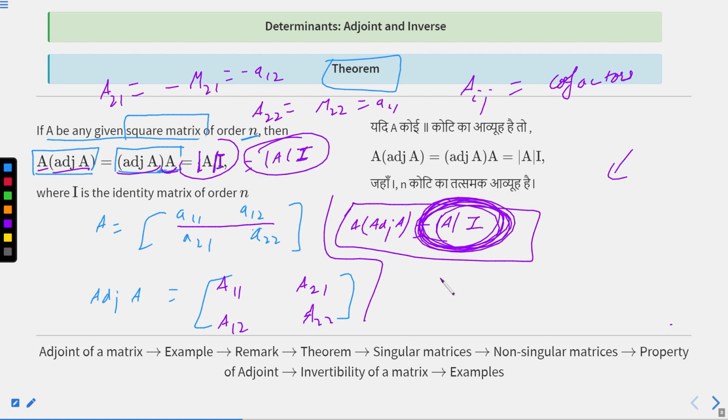Clear? We are not going into the proof. We just showed it for 2 cross 2, and you can do the same pattern for 3 cross 3. But here we are talking about any natural number n. So 1, 2, 3, 4, 5, anything. I hope that it is clear. Let us move to next.